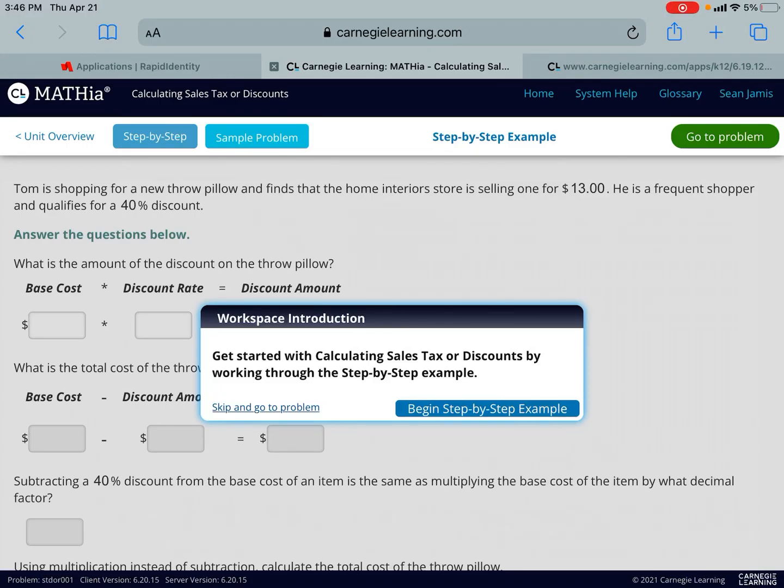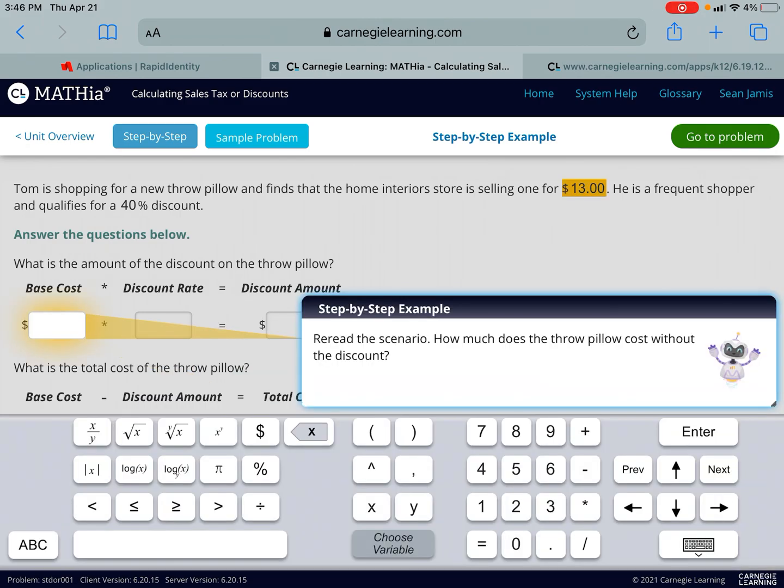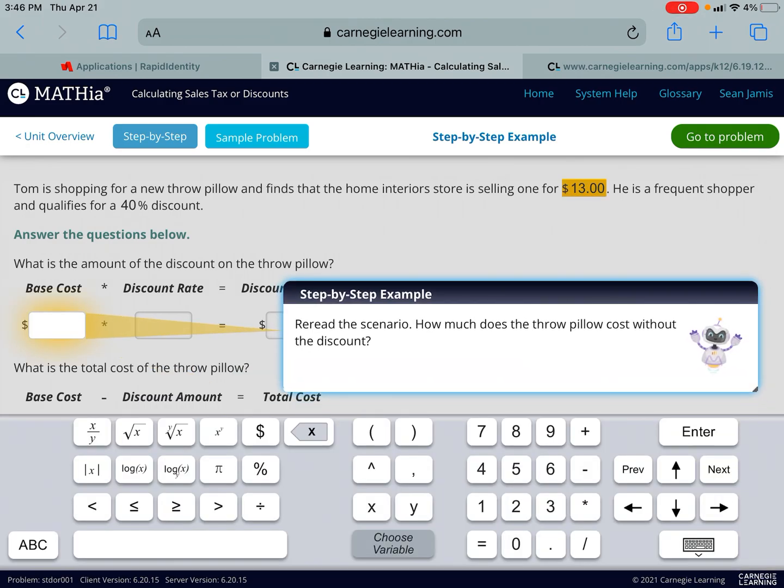Alright guys, I'll be doing calculating sales tax or discounts, a step-by-step example on Mathia by Carnegie Learning. Read the scenario. How much does the fruit platter cost without the discount?